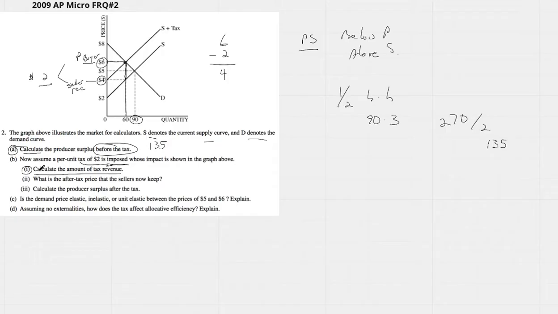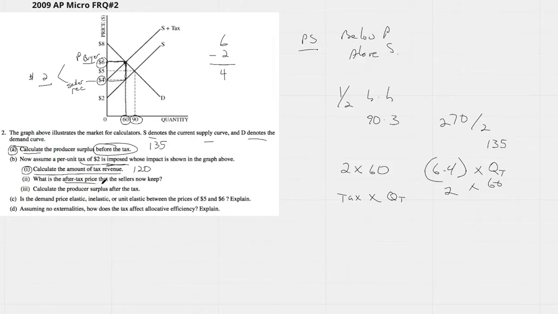All right, let's go back. I calculate the amount of tax revenue. Recognize that if this is the amount of tax, it is on the quantity of goods sold after the tax. So it's just $2 times 60. We could have said tax times the quantity after the tax, something like that. We could have said 6 minus 4, which is the same thing as giving us 2, times QT, or the quantity after the tax, or in this case, 60. Anyway, our tax revenue is going to be 120.